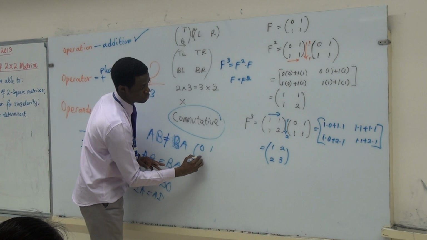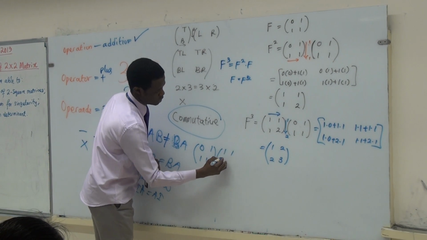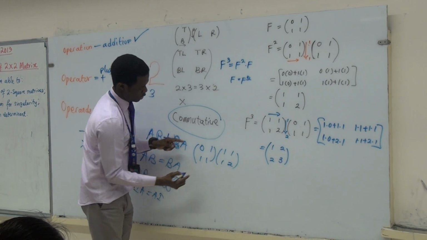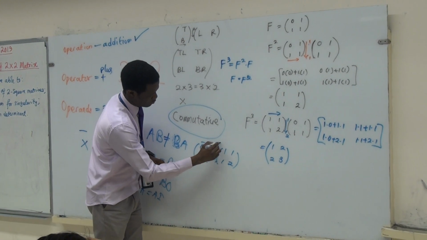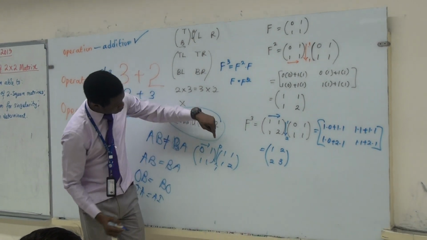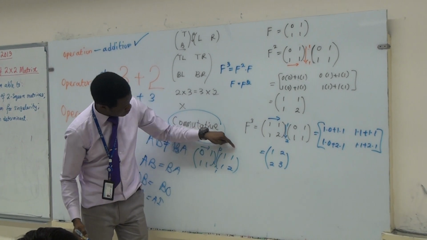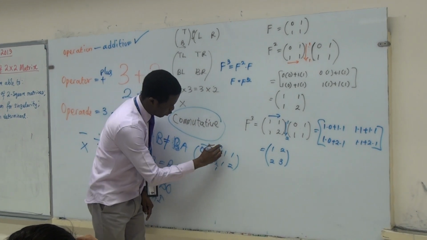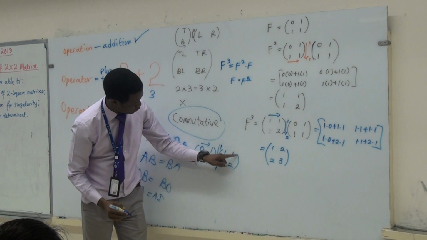0, 1, 1, 1, 1, 1, 1, 2. Okay, so when this goes here, you have 0 and 1. So this is 1, right? Yeah. This is 2. So we put the 1, 1 now. This is 2. This is 3.